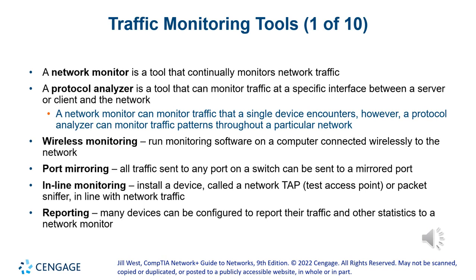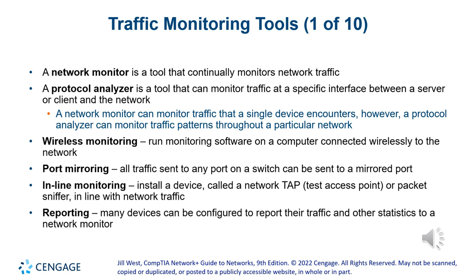You have wireless monitoring. There's also running software in a computer that is wirelessly set up in a place and it starts collecting data. You can have port mirroring. Port mirroring is a way to do what's called a SPAN port on your switch or your router. It duplicates, it mirrors everything that is sent to a specific port. So if this is your main port, let's say going out to the internet, then you can mirror that port, and on that mirror port you put a collector that will collect all that data.